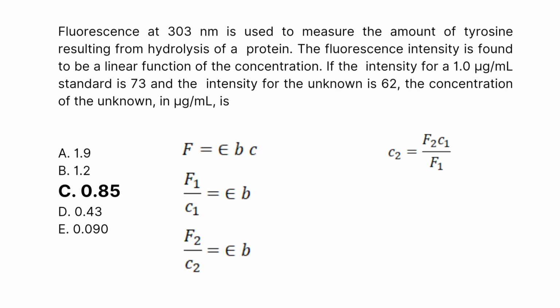F1 over C1 is equal to F2 over C2. Rearranging this again, we can get the final equation: C2 is equal to F2 times C1 over F1, wherein C2 is the concentration of the unknown that we are looking for in the problem, and F2 is the given intensity of the unknown. C1 is the concentration of the known standard, and F1 is the intensity of the known standard.